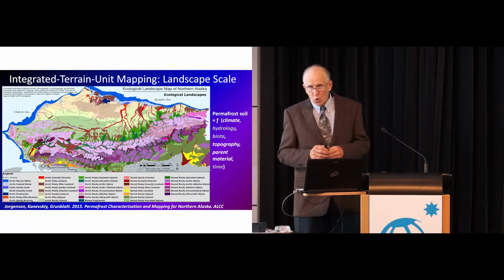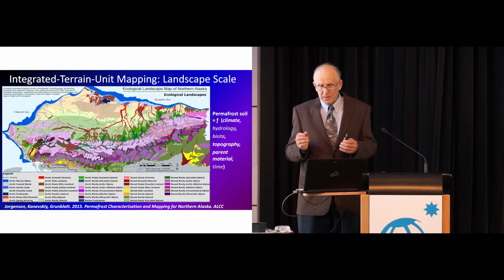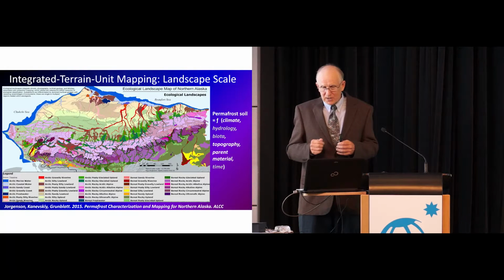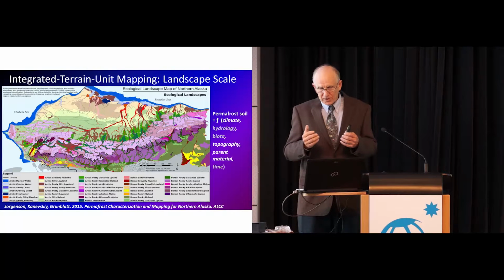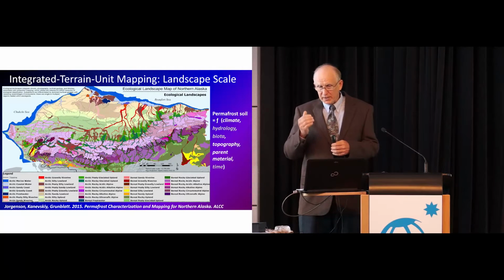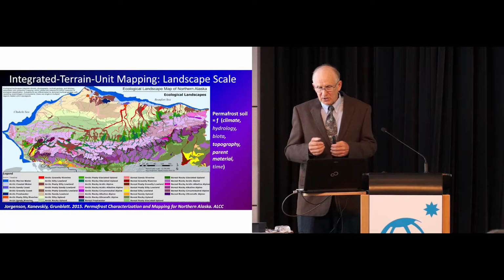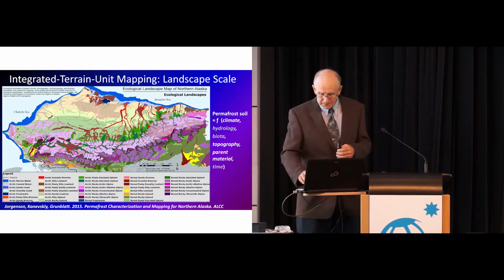We can go up to the next level of trying to map permafrost and these terrain relationships at the landscape scale. And here's an example of the mapping that we've done for northern Alaska. It's another integrated terrain unit that uses topography and geomorphology, and we try to break the geomorphic units into ages. So here, permafrost soil is a function of climate because we're going from Arctic to boreal systems, and it's a function of topography and parent material.